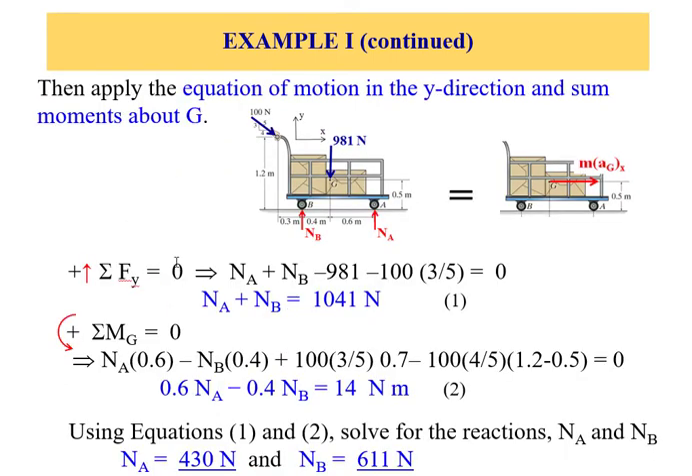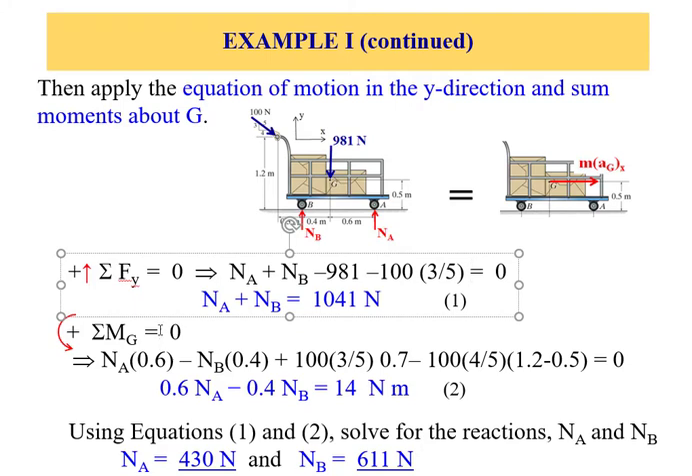And this is 0 because there's no translation in Y direction. NA positive plus NB positive, minus 981, and that's the component from that one here. That's the first equation. Summation of moment about G, while you can do it at any point. But remember, because we do it at G, the summation of moment about G equal to 0, excluding the inertia, because it has a 0 position with respect to G.